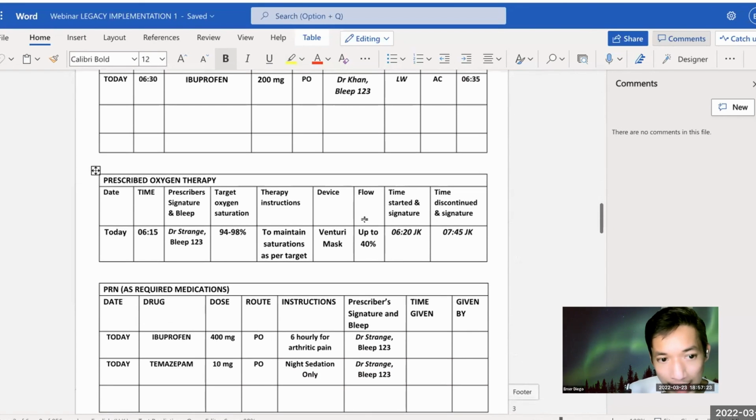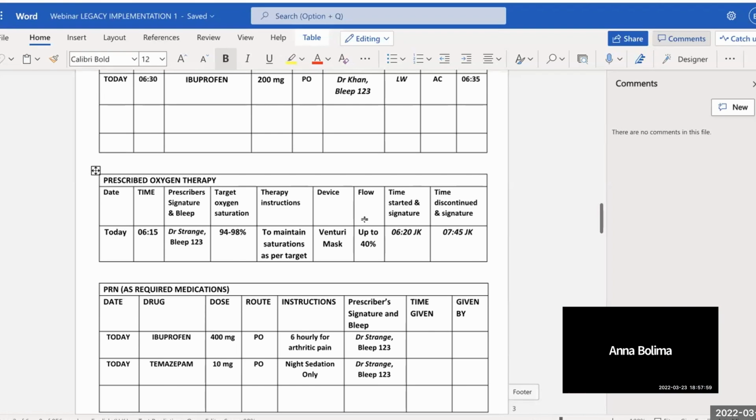Next is prescribed medical oxygen therapy. The date is today. The time is 6:15. Prescribed by Dr. Strange, bleep number 123. Target oxygen saturation is 94 to 98%. Instructions are to maintain saturations as per target. The device is Venturi mask. The flow is up to 40%. The time 6:20, started by JK and discontinued 7:45 by JK. So if we analyze this prescription, that means the oxygen has now been stopped.